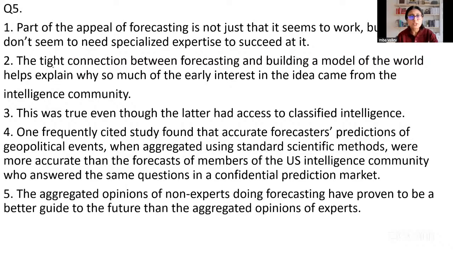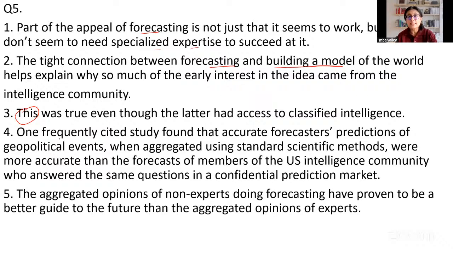Okay, let's read the question together. Part of the appeal for forecasting is not just that it seems to work, but that you don't seem to need specialized expertise to succeed at it. The tight connection between forecasting, all right, so we talk about forecasting, specialized expertise to succeed. The tight connection between forecasting and building a model of the world helps explain why so much of the early interest in the idea came from the intelligence community. This was true even though the latter had access to classified intelligence. Okay, this was true. What is this? We have to find out.